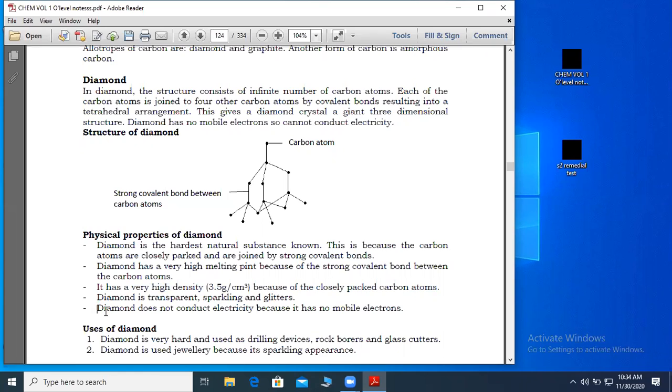Diamond does not conduct electricity. I've already told you the reason, because it has no mobile what? Electrons.